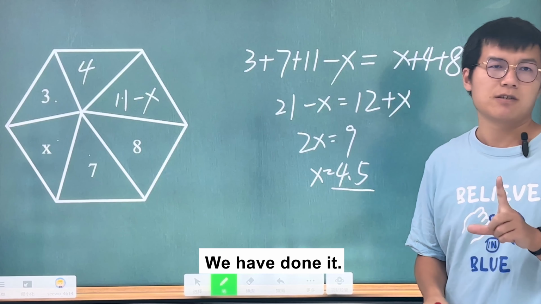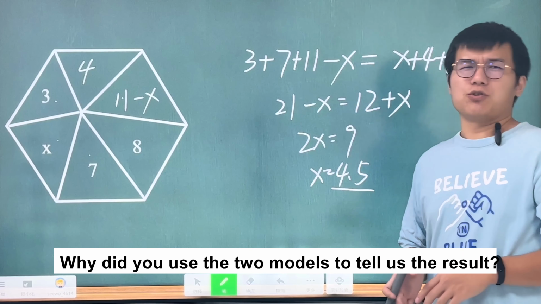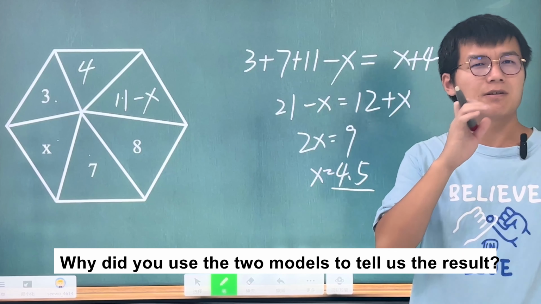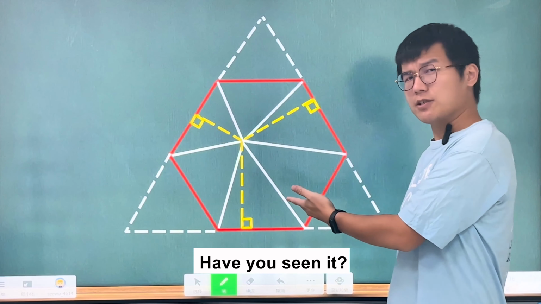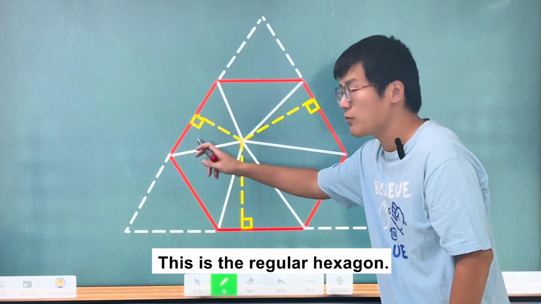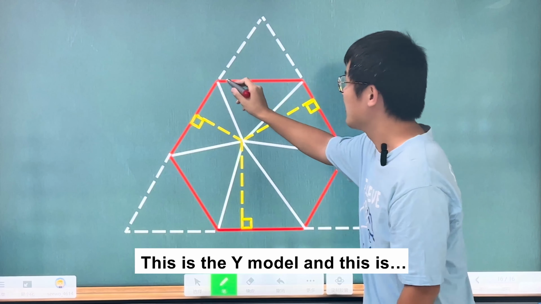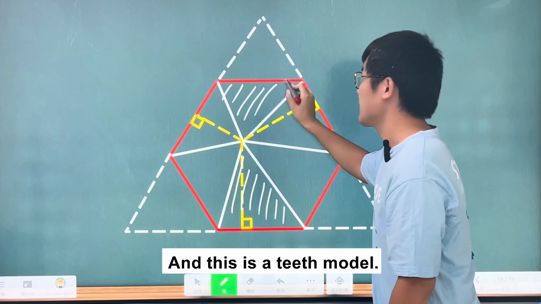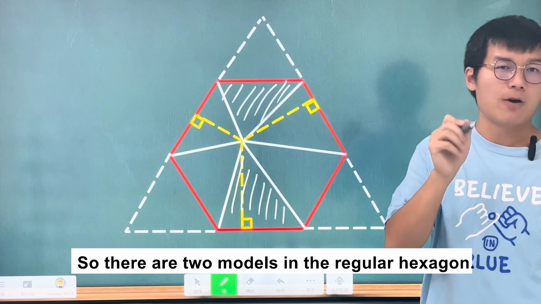We have done it. So some of you must be confused again. Why did you use the two models to tell us the result? Now let's see. Have you seen it? This is the original question. This is the regular hexagon. This is the Y model, and this is the TIS model. So there are two models in the regular hexagon.